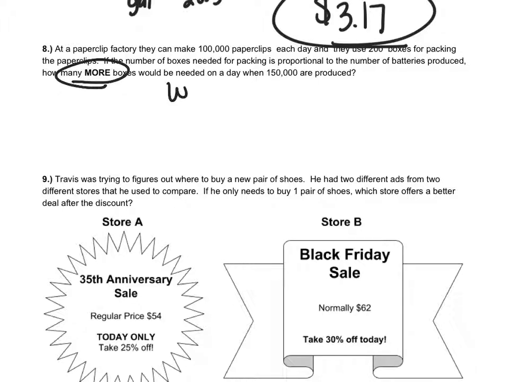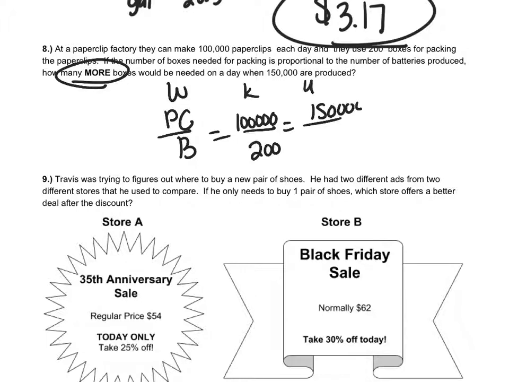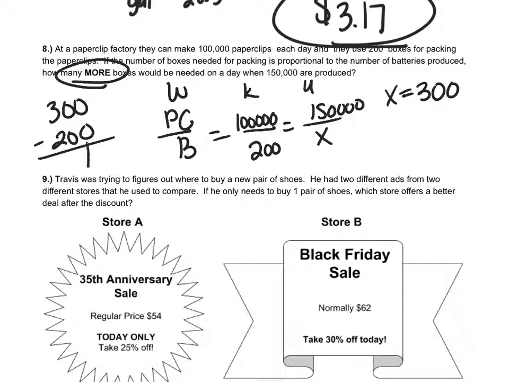So if you do a WKU, your words would be paper clips to boxes. 100,000 to 200 boxes, 150,000 to X. And if you multiply these, you should get X equals 300. But that is not my answer. That is how many boxes they need for 150,000. It asks how many more. So you would take 300 minus 200, and you would get 100 boxes of paper clips. And that is my answer. Okay.